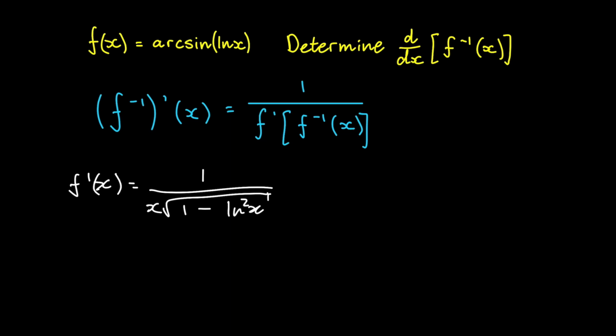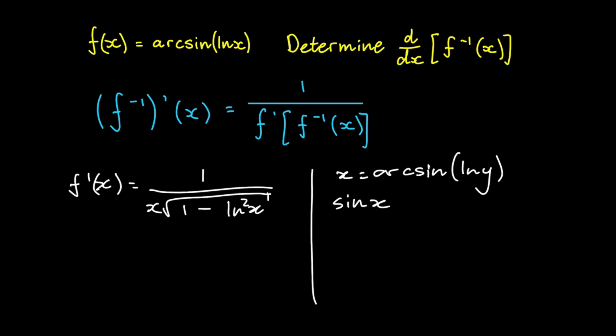Now we have to solve for the inverse. So for the inverse, we have our function y equal to arcsine of the natural log of x. Now we need to switch the y's and the x's, so we can get rid of that and that. And now we have to solve for y. Okay, so now we have sine of x is equal to the natural log of y. So therefore y must equal e to the power of sine of x.